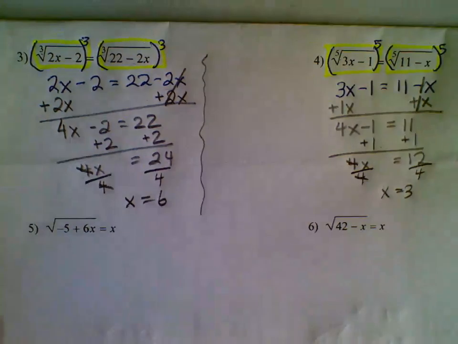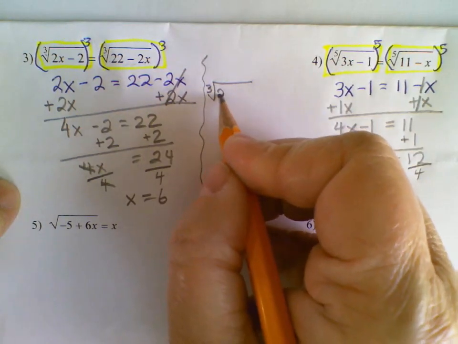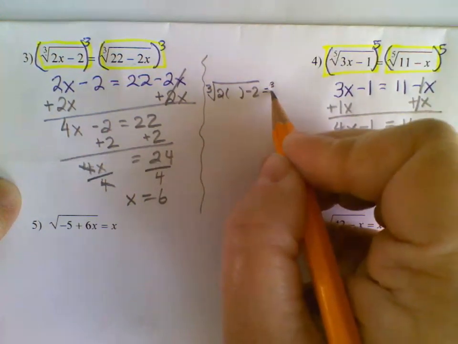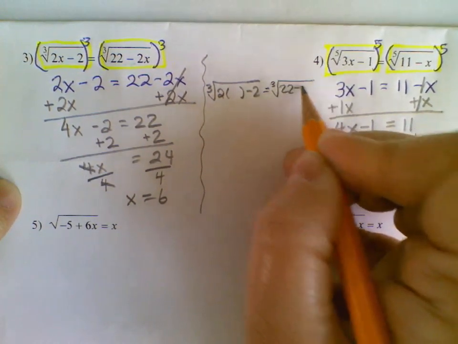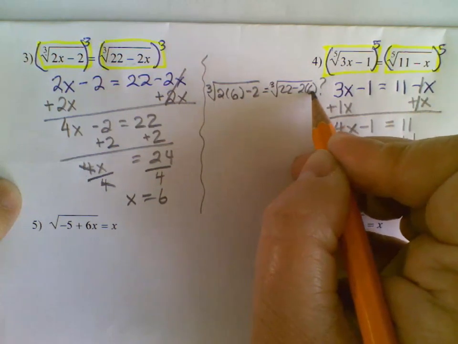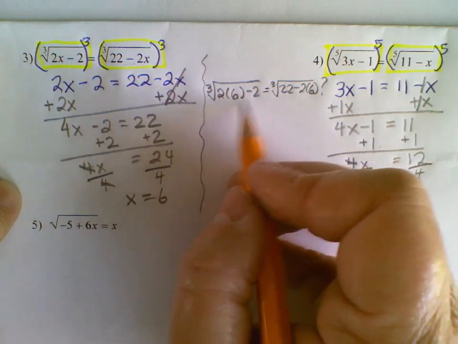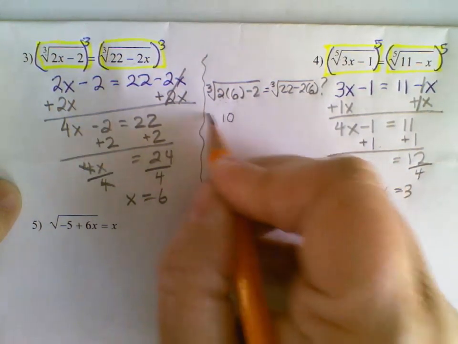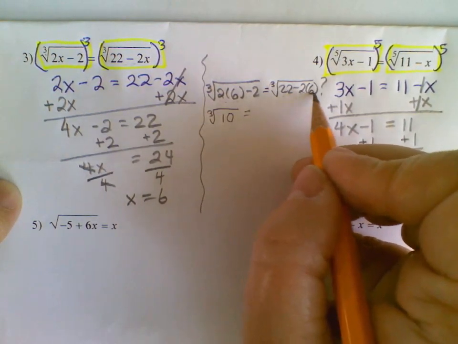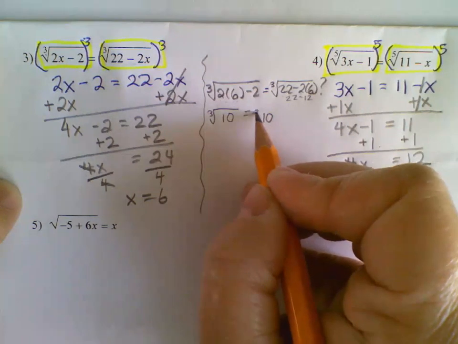Again, I'm going to be plugging into the original equation. So I have cube root of 2 times my x minus 2. That's my left side. And then on the right side, I have cube root of 22 minus 2 times my x. I just need to put my x value, which is 6, in there. All right, on the left side, 2 times 6 is 12. So that's 12 minus 2 is 10. So I have cube root of 10. On the right side, I have 22 minus 2 times 6. 2 times 6 is 12. 22 minus 12 gives me 10. So again, I have cube root of 10.